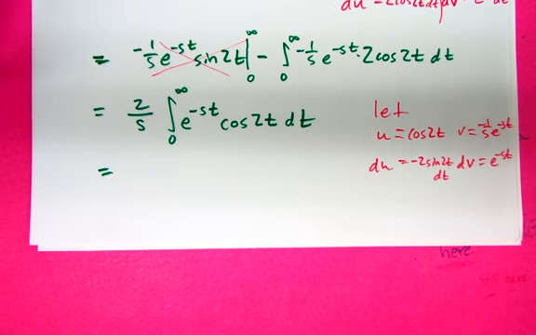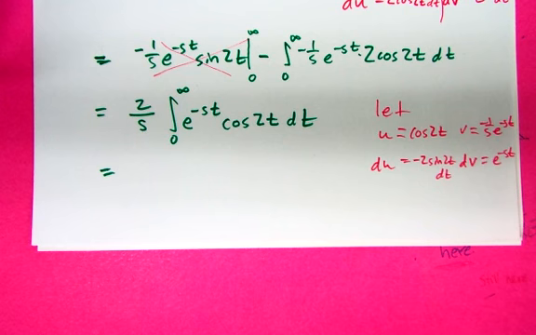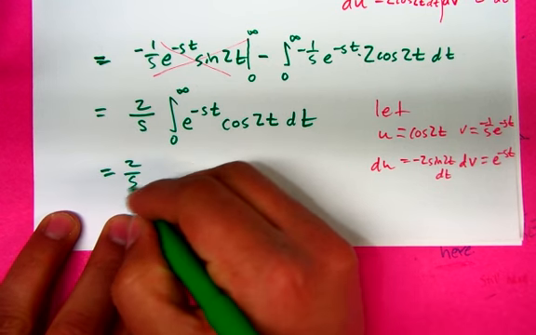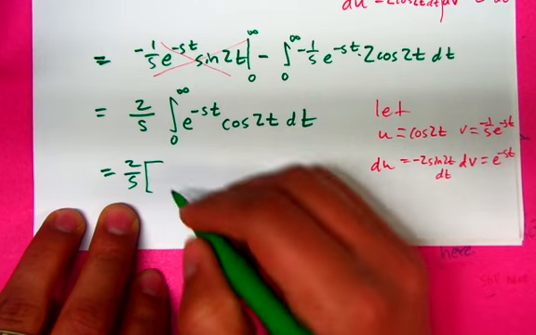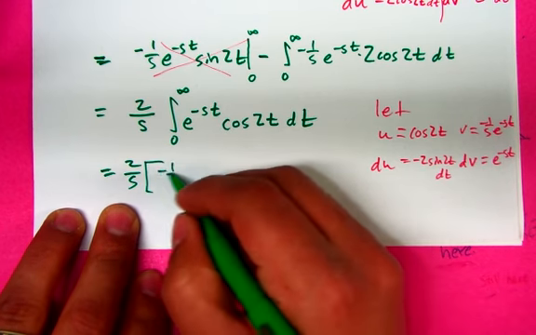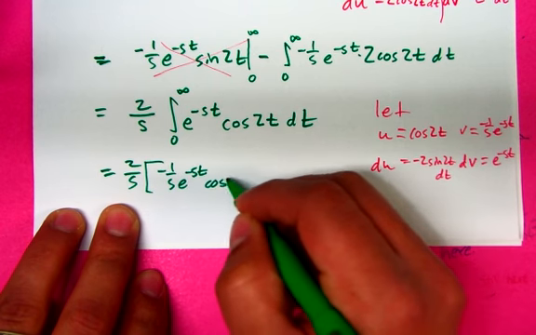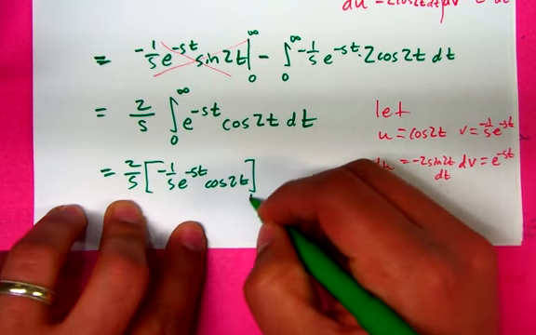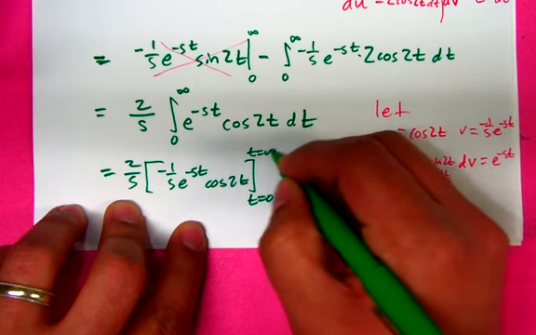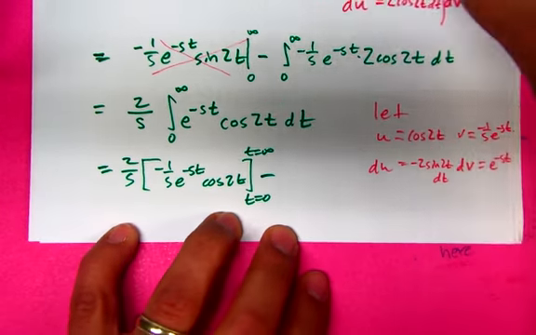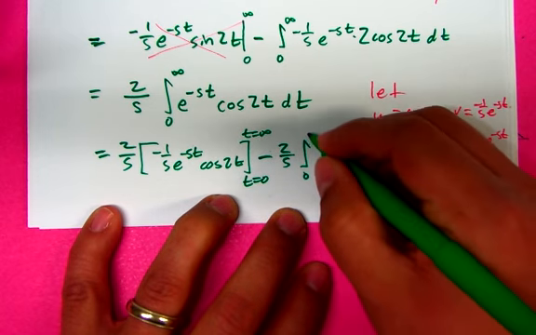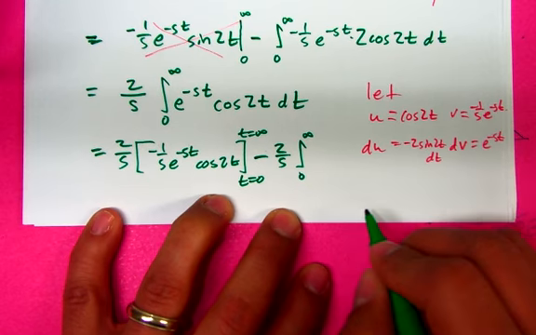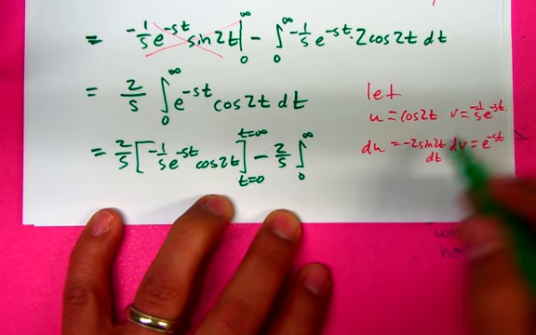And now we'll plug everything in. So I'll have 2 over s. And now the integral of uv, so minus 1 over s e to the minus st cosine 2t from 0 to infinity, minus the integral from 0 to infinity of v du, so that'll be positive 2 over s.